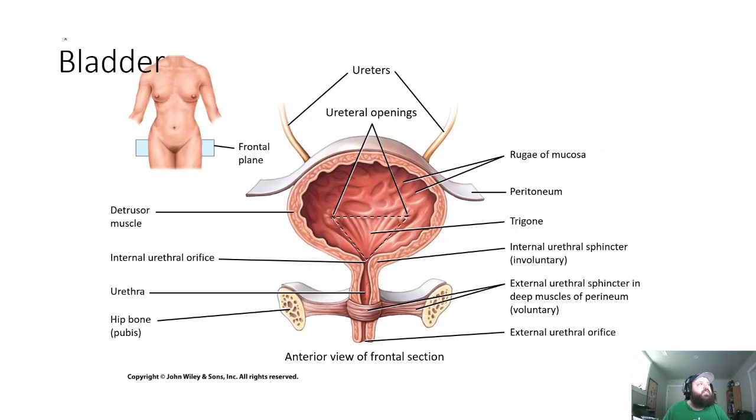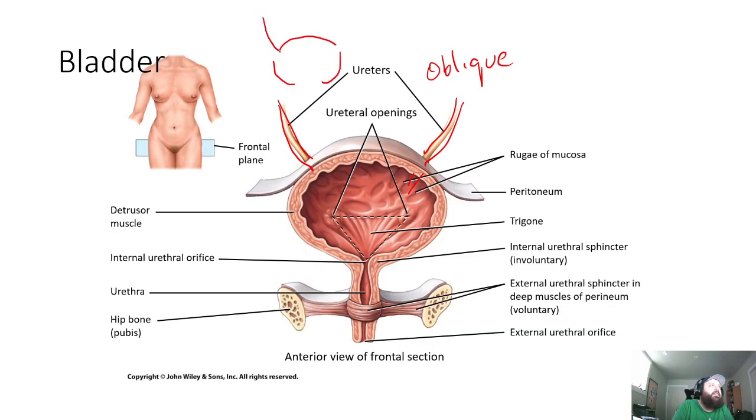The ureters, as you can see in this picture here, there's the ureters. They enter into the bladder at what we would call an oblique angle. And the way I would describe it, I'm going to actually draw this a little bit more simply here. So here's the bladder.